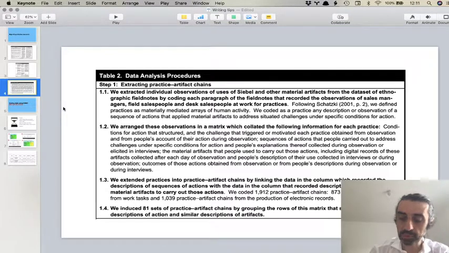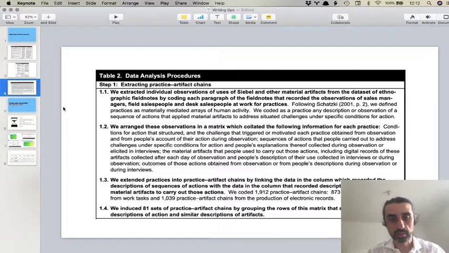Okay, and so basically I came up with an analytical concept called a practice artifact chain. Okay, so basically these are sequences of practices that use a specific artifact. So I do something on an artifact, and I then use that artifact to do something else, which is another artifact, right? So imagine I have an Excel spreadsheet. I transform those data into a presentation, and I use that presentation to write a book report. So that's a practice artifact chain.